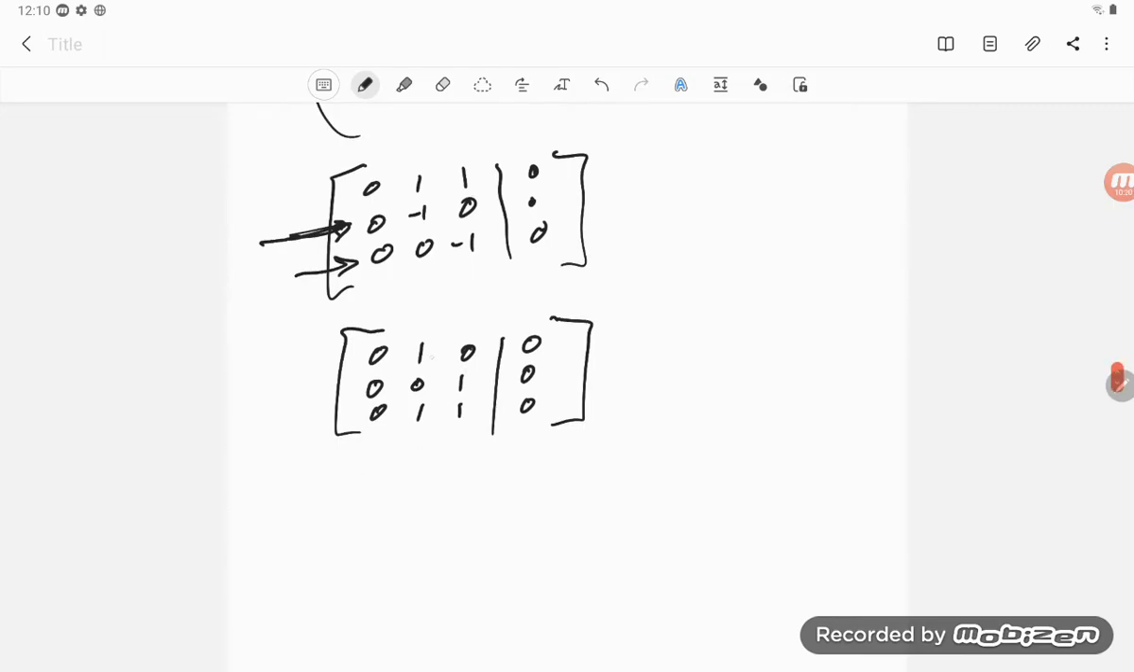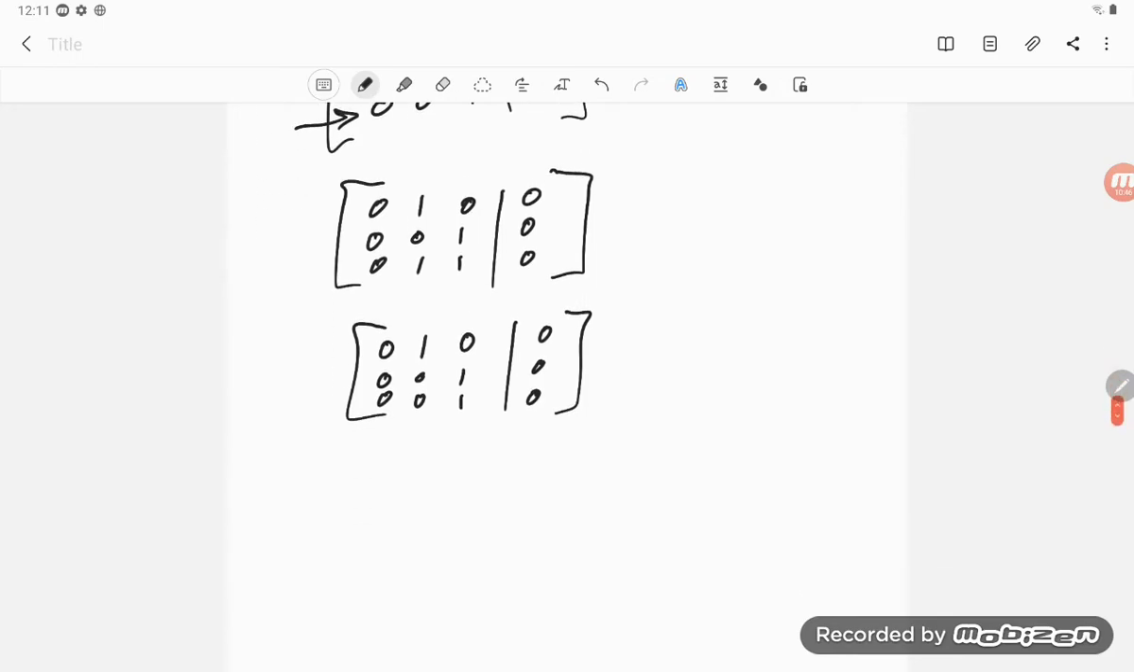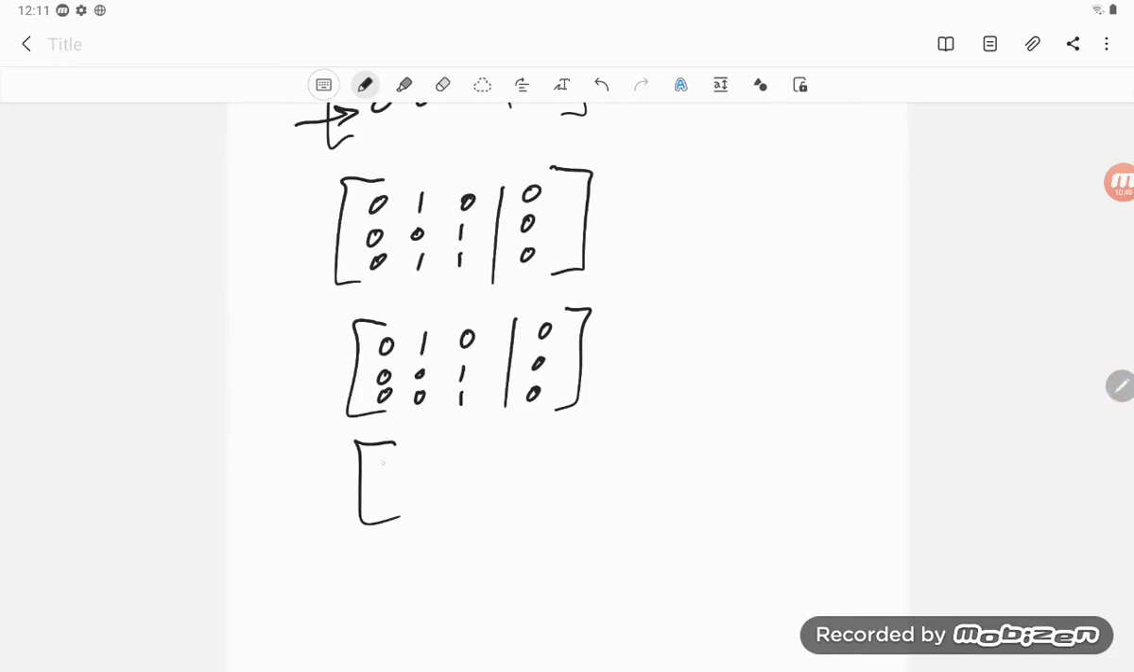Now, if I subtract the top row from the bottom row, then I get 0, 1, 0, 0, and 0's down there, 0, 0, 1, 0, 0, 1. And then, of course, subtract the bottom row from the second row, or the second row from the bottom row. You get the same thing either way. 0, 0, 1, 0, 0, 0.